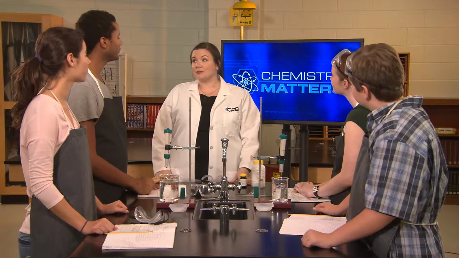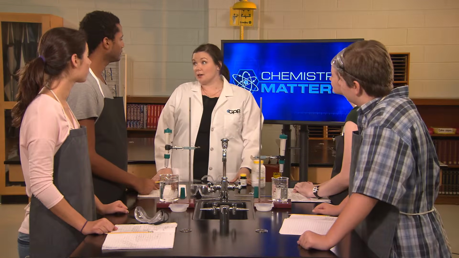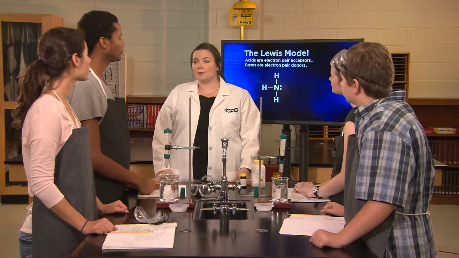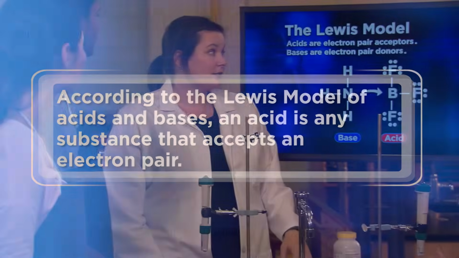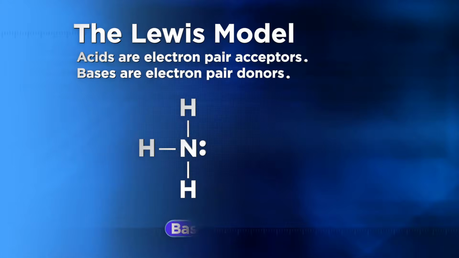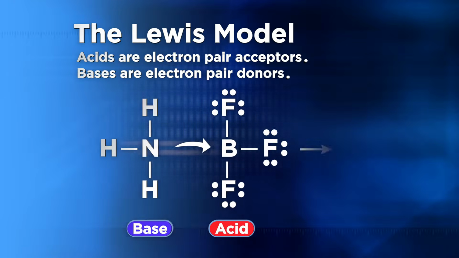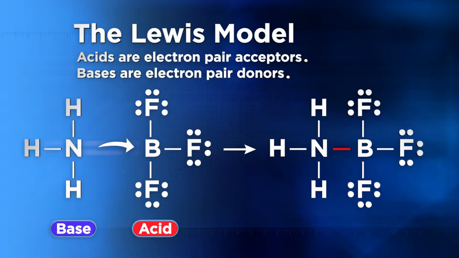There's one more model of acids and bases known as the Lewis model. According to the Lewis model of acids and bases, an acid is any substance that accepts a pair of electrons. In this diagram, boron trifluoride is pulling an electron pair away from the ammonia molecule. The boron trifluoride is accepting that electron pair, so it's a Lewis acid.